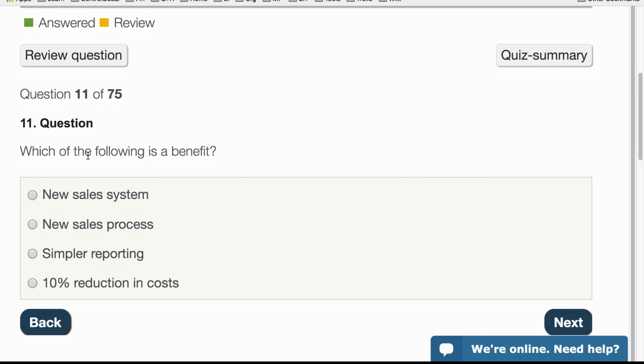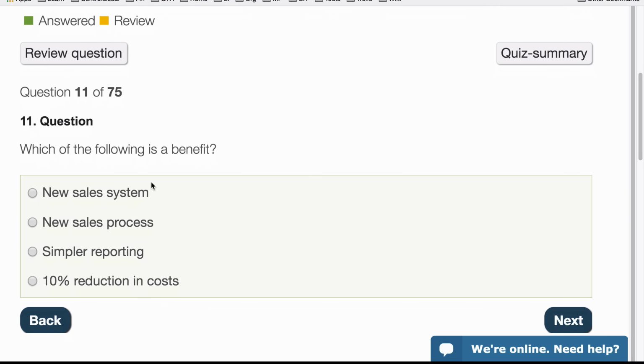It's a way to measure the performance of the project as we're going on with it. Question 11. Which of the following is a benefit? A new sales system, a new sales process, simpler reporting, or 10% reduction in costs. Now, a benefit is something that's measurable. So if it's not measurable, it's not a benefit. And the only thing that's measurable here is a 10% reduction in costs. So a new sales system would be the output, the new sales processes as well. Simpler reporting, that would be an outcome. So the last one we have here is 10% reduction in costs.